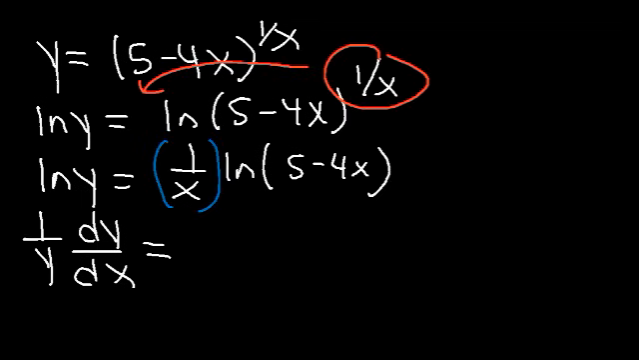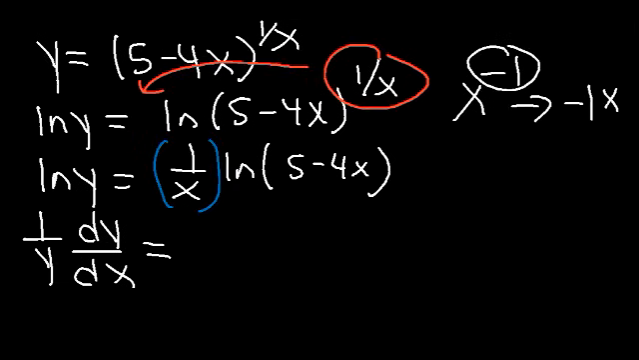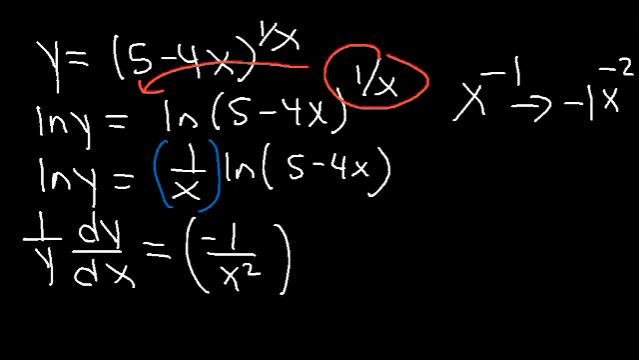So how can we find the derivative of 1 over x? We need to rewrite it. 1 over x is the same as x to the negative 1. So now we can use the power rule, which is negative 1 times x, and then subtract the exponent by 1. Negative 1 minus 1 is negative 2. So if you rewrite it, it's the same as negative 1 over x squared. When you move the x from the top to the bottom, the negative exponent will become positive.